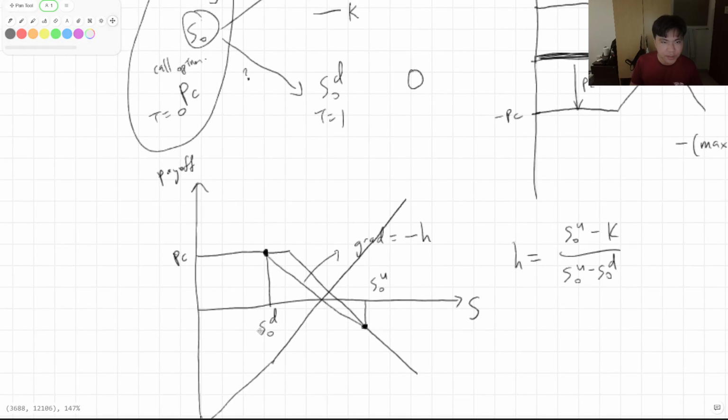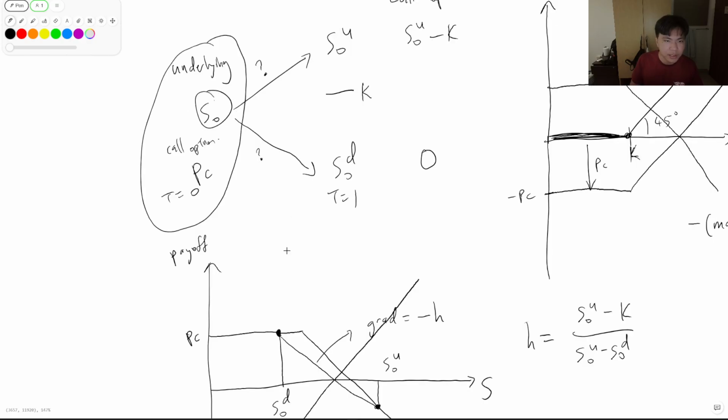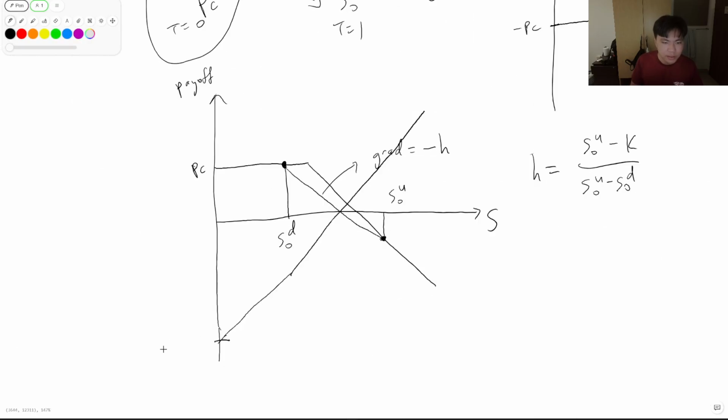So if I buy H units of the underlying at the market price right now, S naught, then this is going to be minus H S naught, and the gradient is going to be H. And so what do we see now? We see that if we add our call option exposure, we sold one call option and we had this negative delta exposure, we add this red graph with this blue graph.